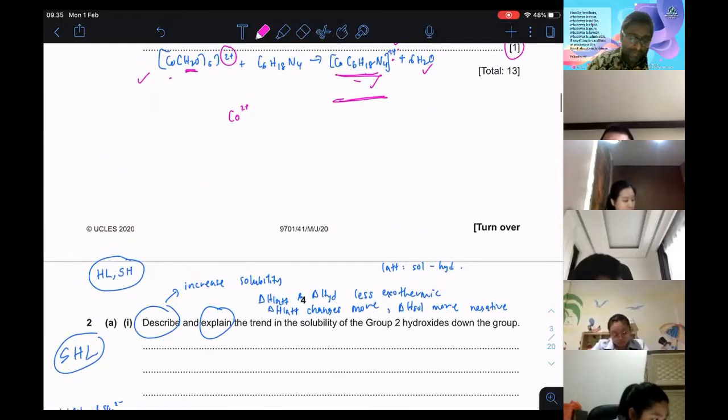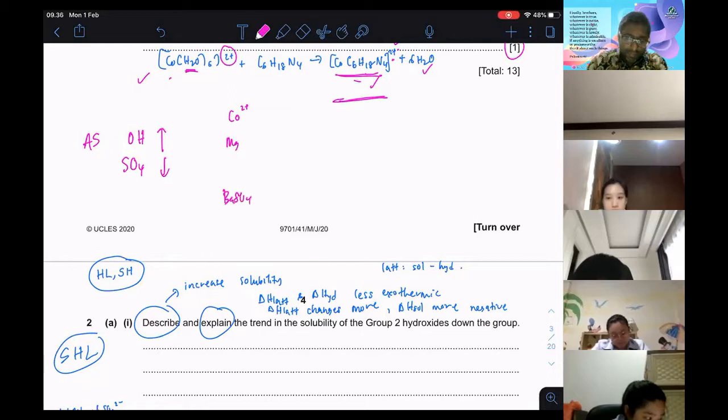In your AS, we have learned that going down the group, the solubility of hydroxides increases. But for sulfates, going down the group, solubility decreases. How to remember that? Just remember magnesium sulfate and barium sulfate. In chemistry, if you do not know the color and state of barium sulfate, then something is wrong with you. Please take note.